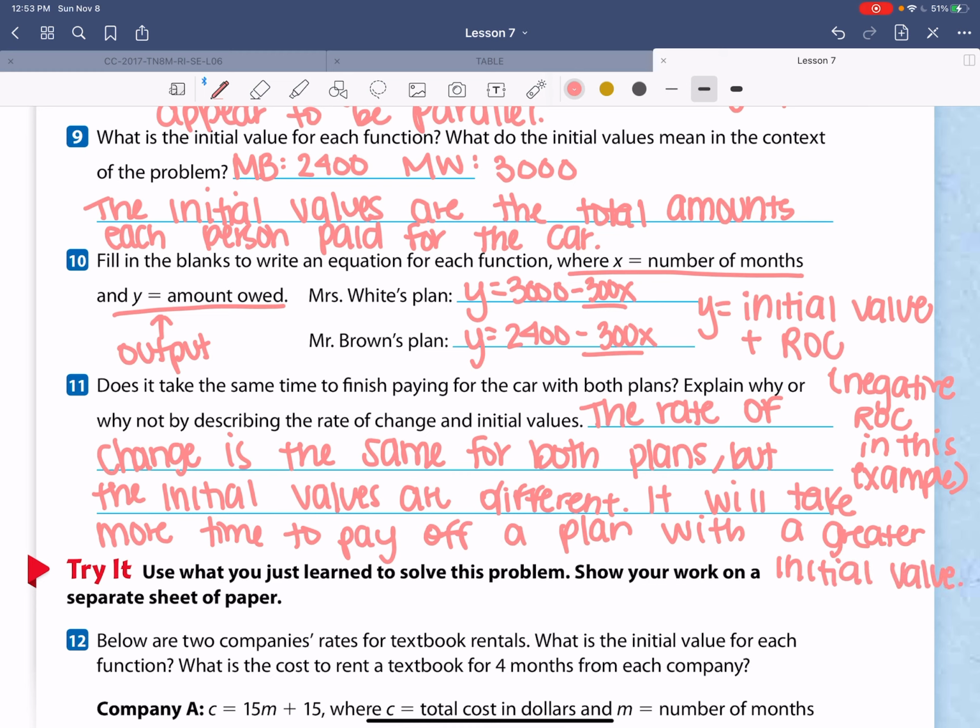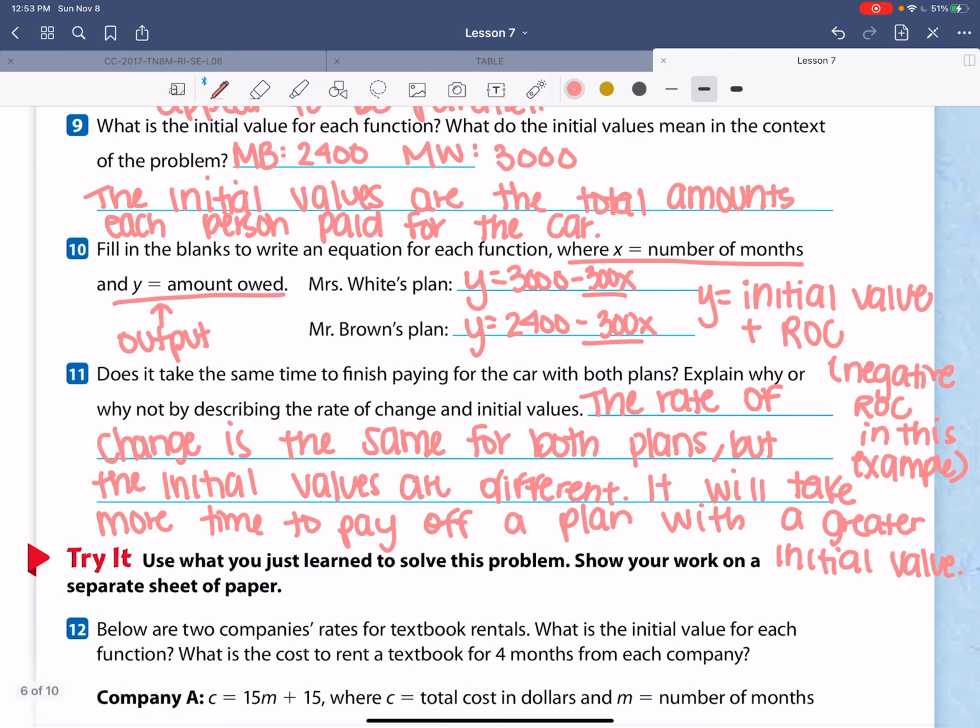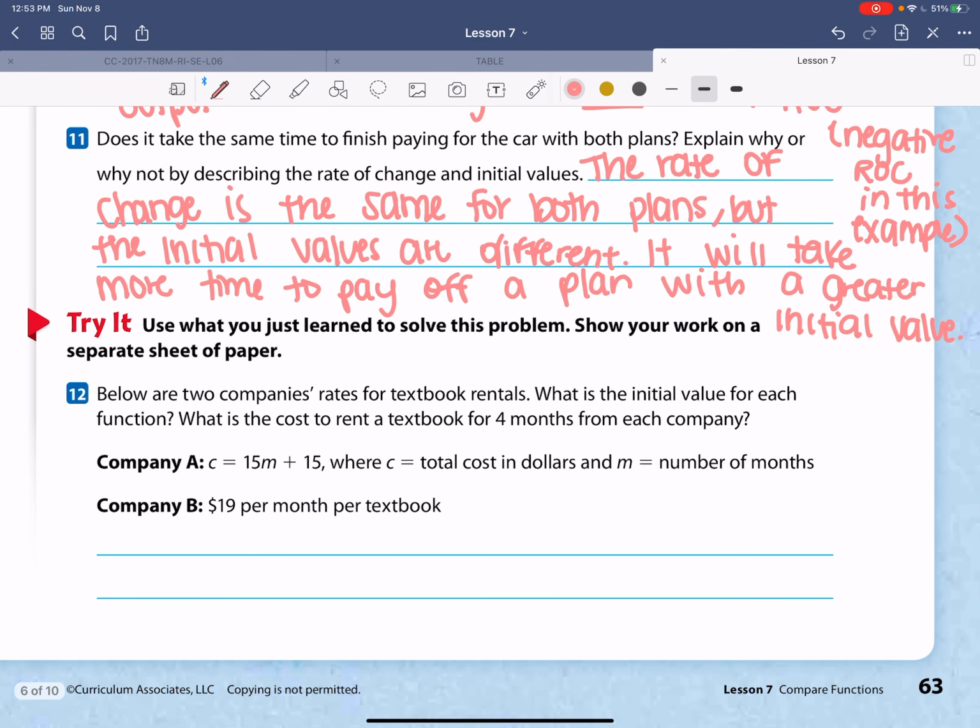Okay, and we shall move on to the try it. Use what you learned to solve this problem and show your work on a separate sheet of paper. So below are two companies' rates for textbook rentals. What is the initial value for each function, and what's the cost to rent a textbook for 4 months from each company? So for Company A, the total cost in dollars is C, and M is the number of months.